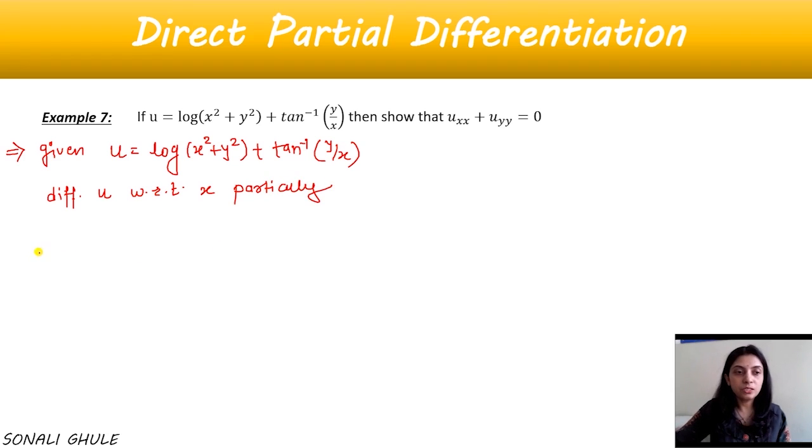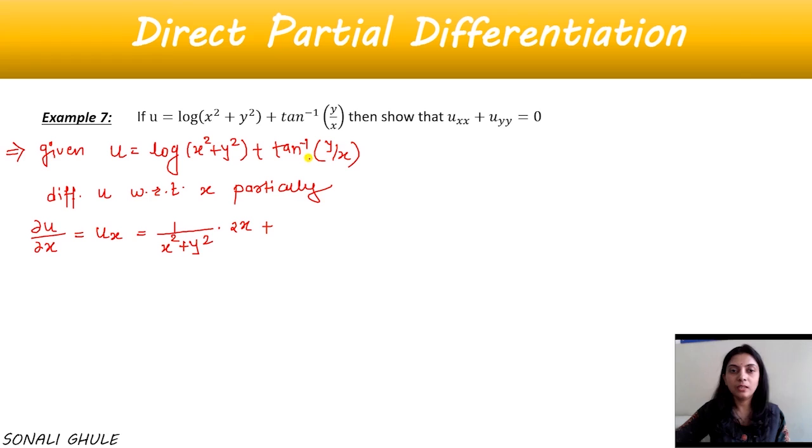Okay. So this will give you the first order derivative of u with respect to x. I can write this as ux, the first order derivative of u with respect to x. Now if you check u, there is a log of x square plus y square. So its derivative is what? 1 upon x square plus y square into 2x, right?